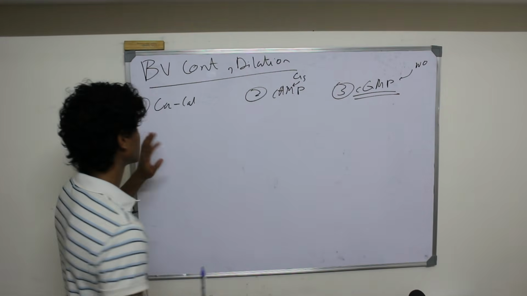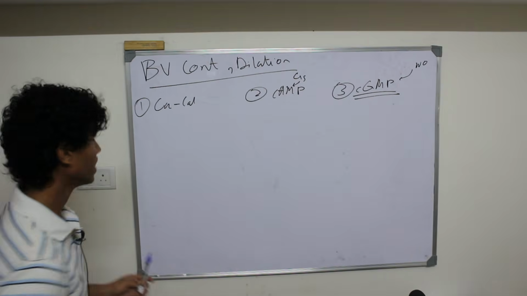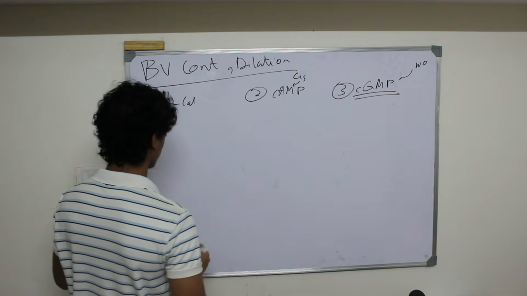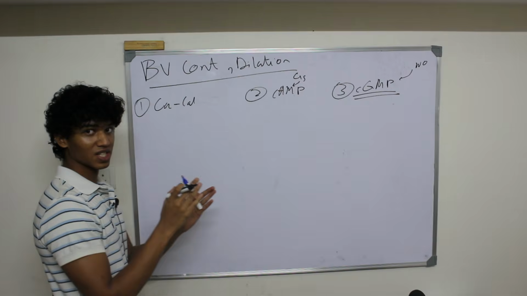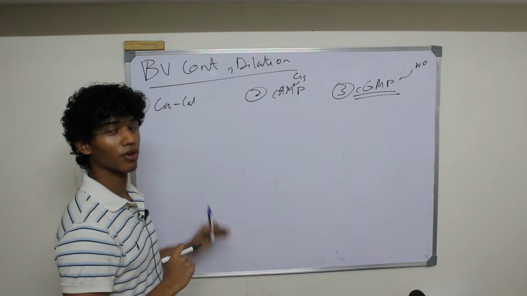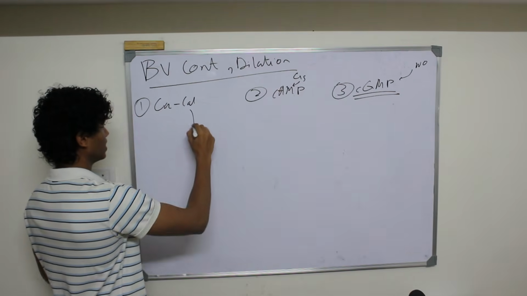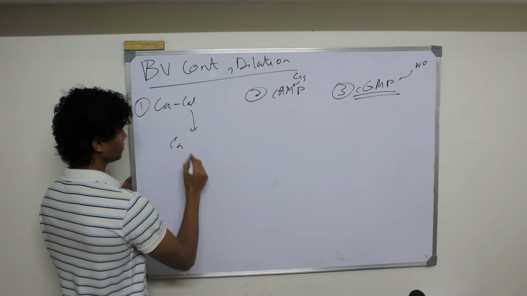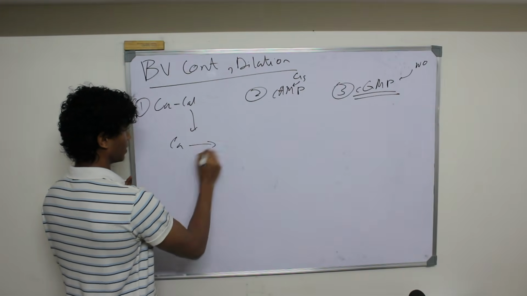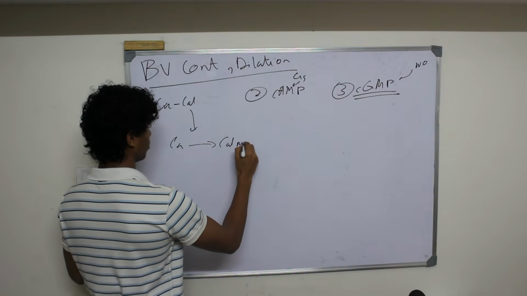So first we're going to be discussing this calcium calmodulin pathway. So what exactly is happening in this pathway? This is the pathway to trigger contraction. We all know how important calcium is for muscle contraction, right? So in this pathway, calcium is going to enter into your cell and bind with calmodulin.